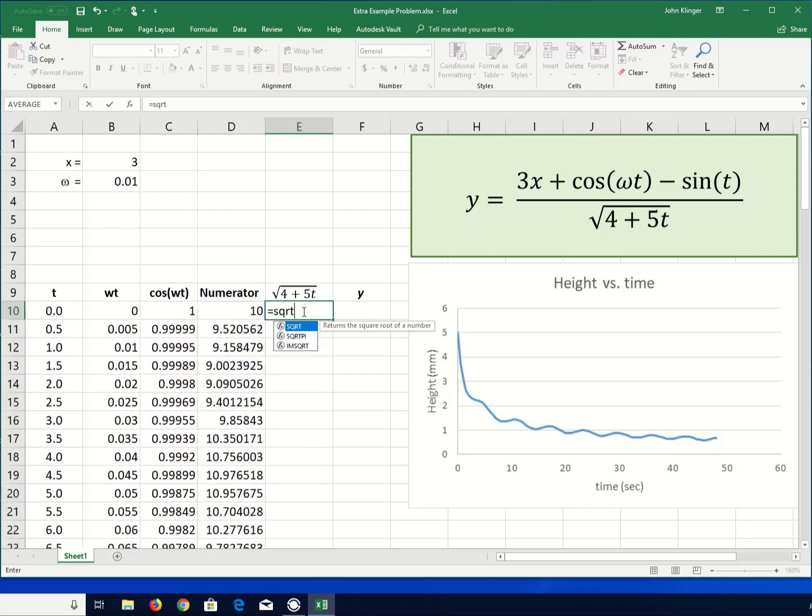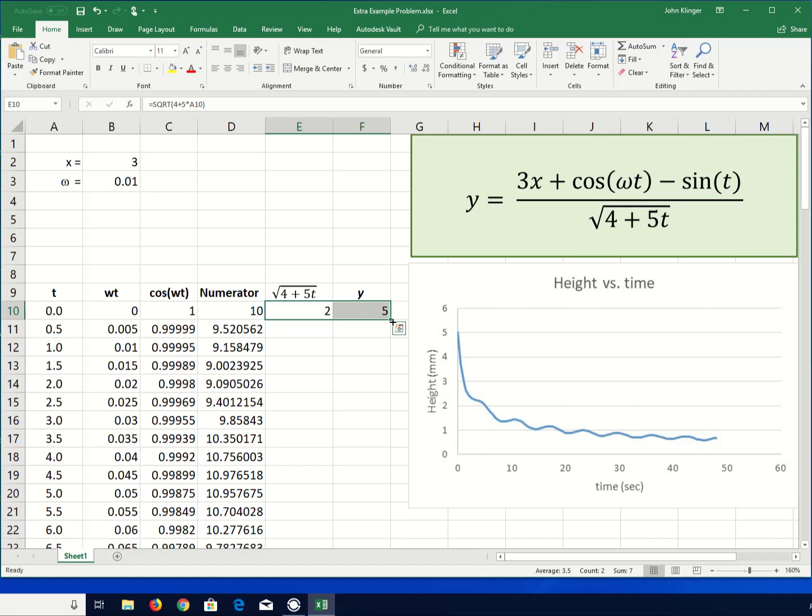This is the square root function. And we have 4 plus our value of 5 times t. We're going to leave that relative. And we see that that should equal 2, which it does, because 5 times 0 is 0, and then the square root of 4 is 2. So 10 divided by 2, this should be 5. So we have equals the numerator divided by the denominator, and we see that we have our equation. So that seems to work out fine.